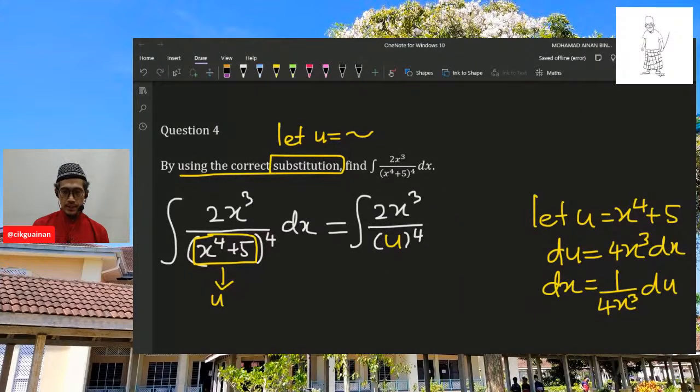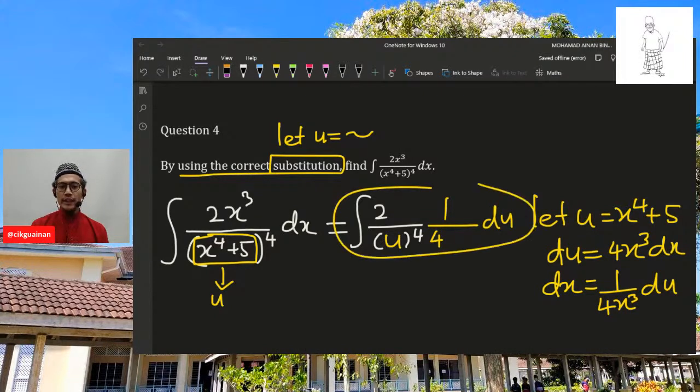We replace just like you replace someone with somebody else. Now, you see here x cubed, and over here x cubed also. Can do what? Can cancel. You erase them. If you write with pen, you use your liquid paper to get rid of the x's. Make sure everything is in terms of u.